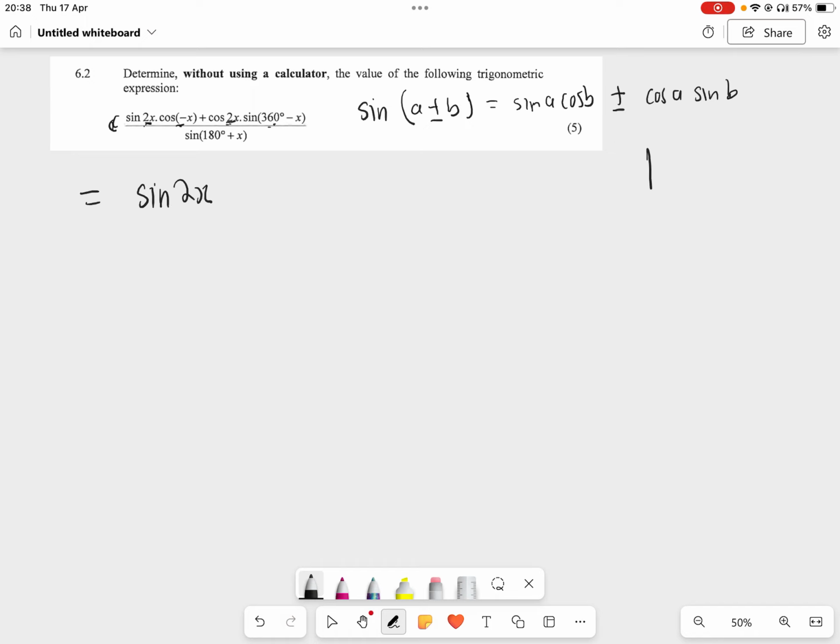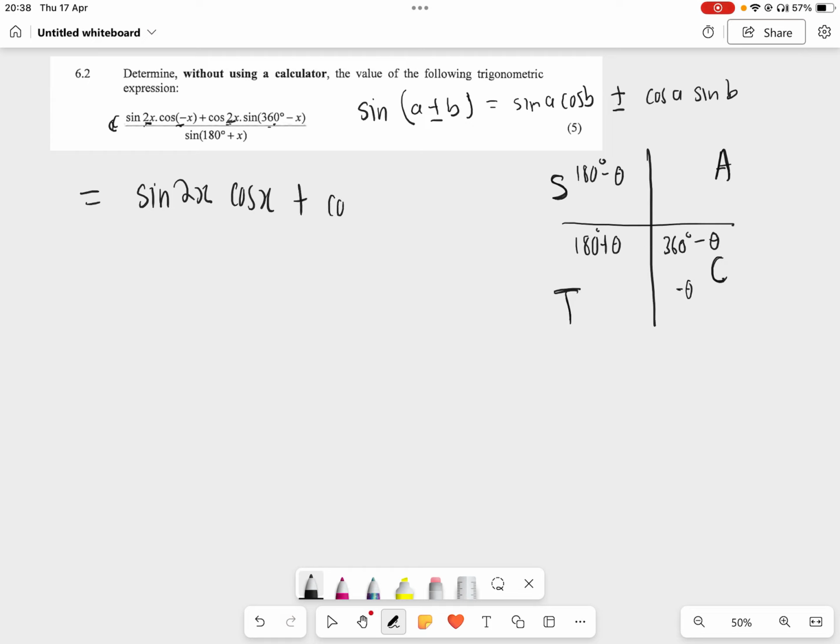And now if you draw your CAST diagram here, we already know that cos only is positive, all angles are positive, sine only, tan only is positive. And here is where our 180 minus theta resides, 180 plus theta resides here, and 360 minus theta resides there, right? So now negative angles also reside in the fourth quadrant. So cos is what in the fourth quadrant? It's positive, right? So it's going to be cos x.